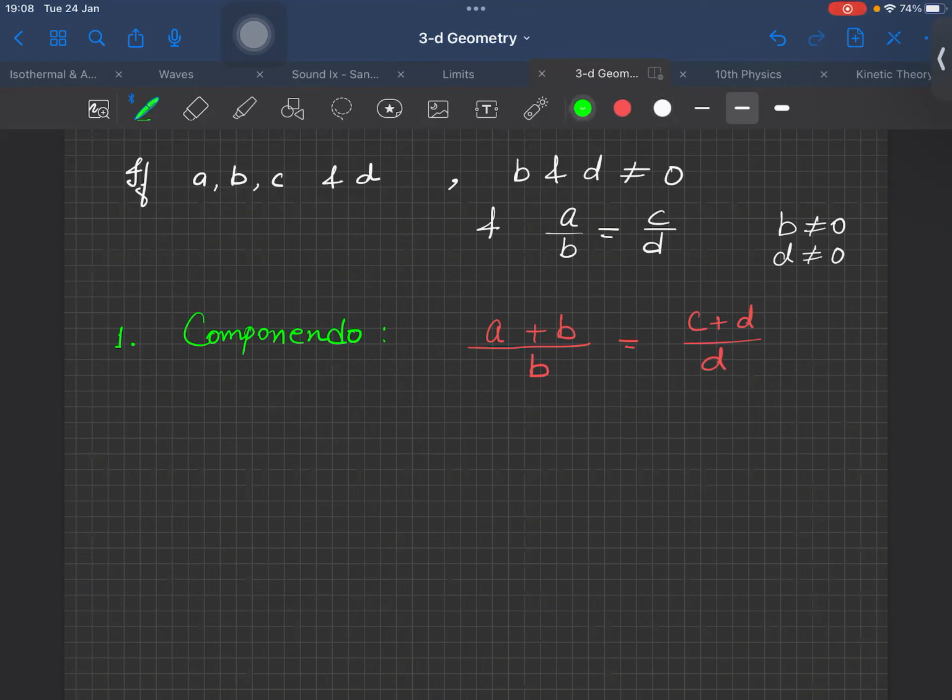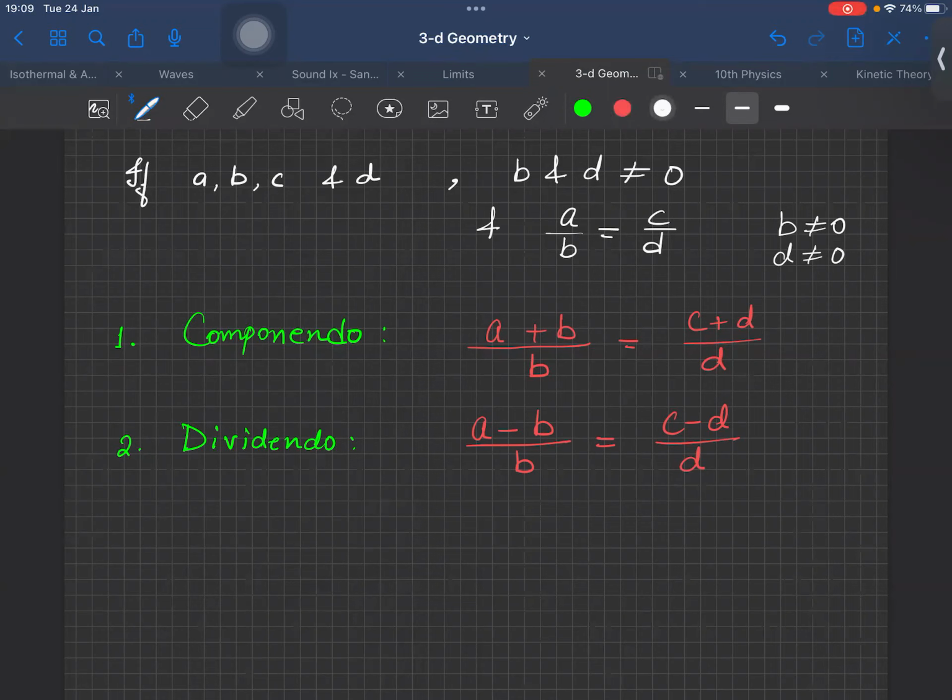All right, so the second one is dividendo. Anybody know what dividendo is? So instead of adding, we'll be subtracting. So A minus B upon B should be equal to C minus D upon D. This is always true. You can check with any function.